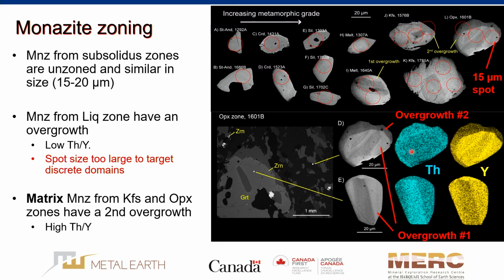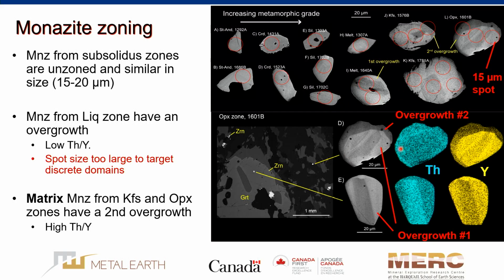From the subsolidus zones, it's fairly easy. They're a bit small, but the backscatter shows that it's just one population. When we're dealing with subsolidus, we can measure a lot of monazites, and the statistics should show that they converge in a normal distribution at the age of monazite crystallization. In the melt zones and above, we're getting overgrowths, and these overgrowths are sometimes less than 10 microns, so it's not really possible to target them. So we are expecting a mixed age in those samples.